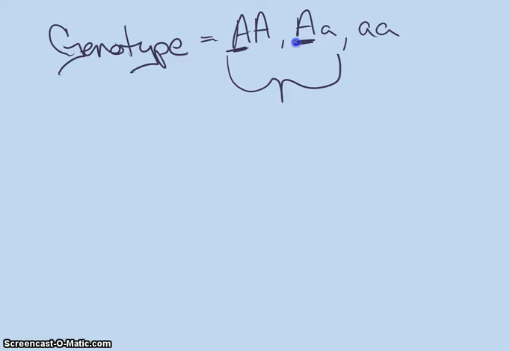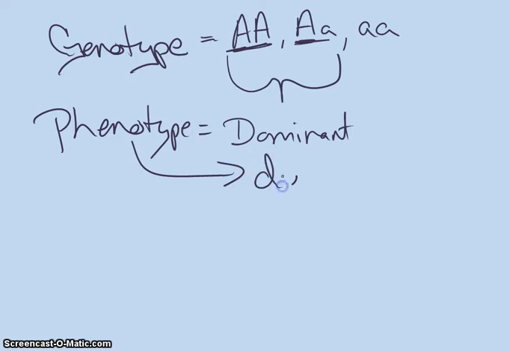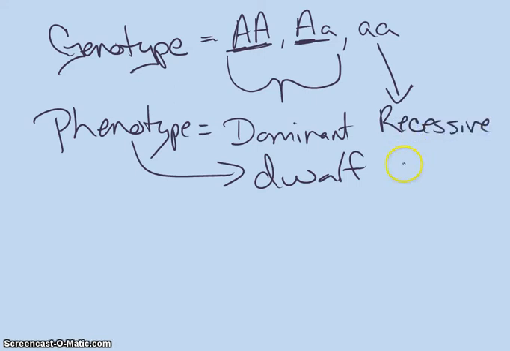So because both of these people have the big A and achondroplasia is dominant, anybody with two bigs or one big, one little is going to be dominant in terms of their phenotype. So their phenotype would be dominant, right, which would mean that they would be a dwarf. Whereas our individuals that are little a, little a are going to have the recessive phenotype, which means they're going to have a normal height.